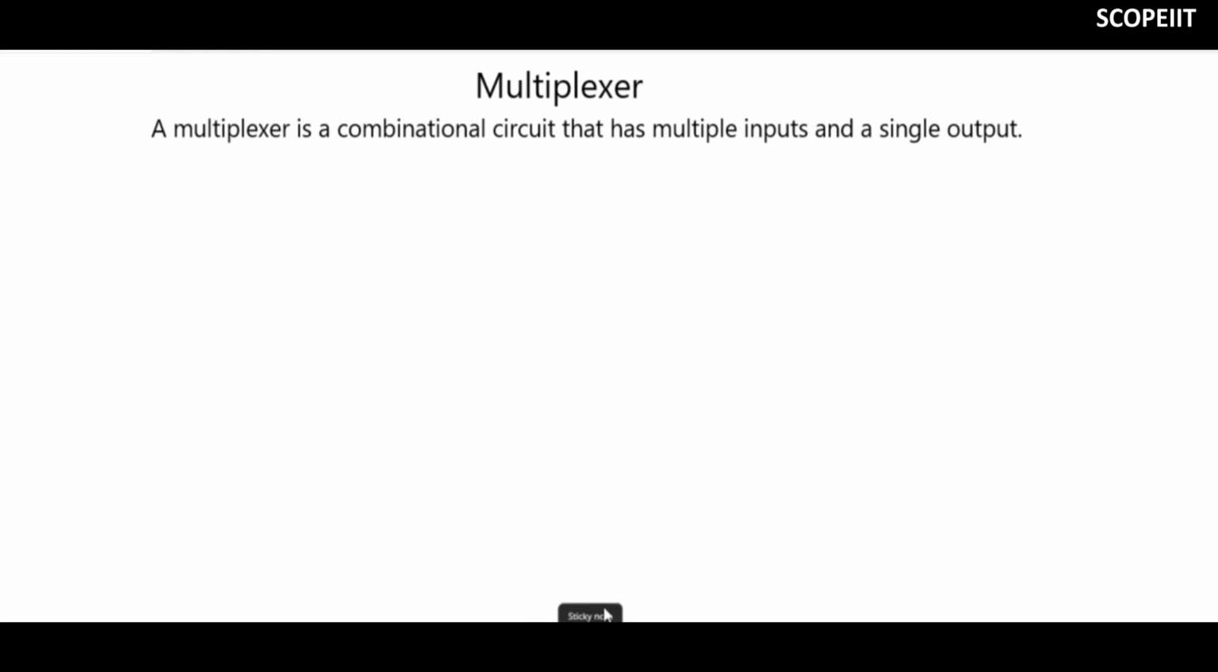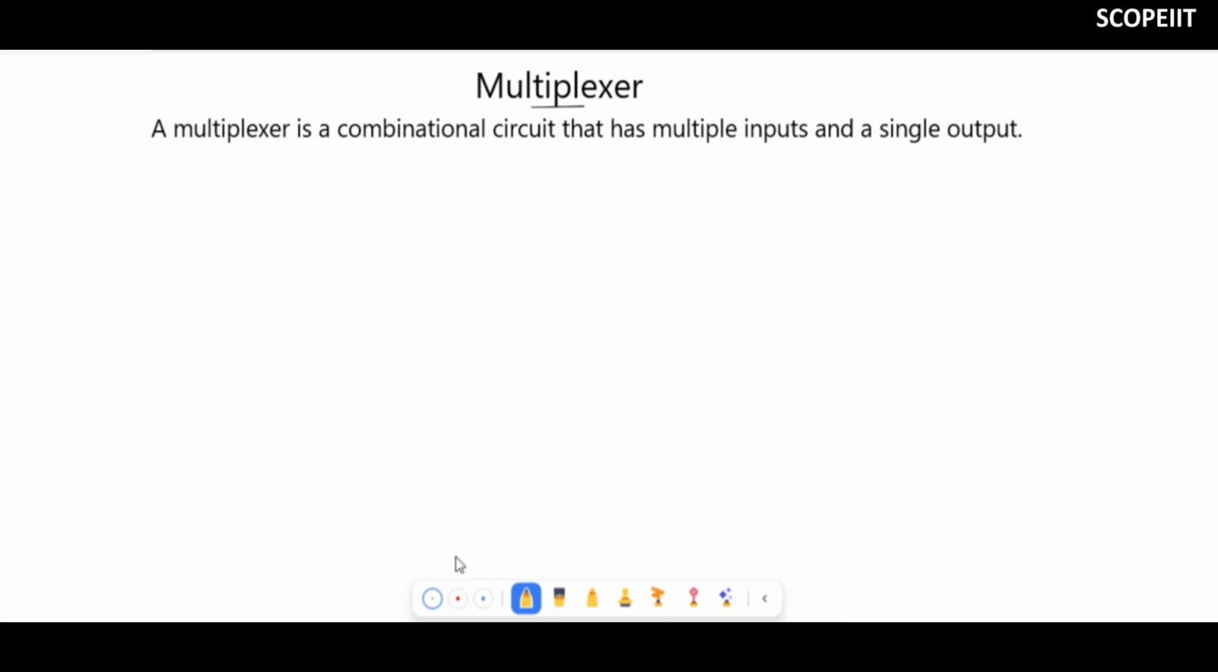Today we will discuss the topic multiplexer. Now, what do you mean by multiplexer? A multiplexer is a combinational circuit that has multiple inputs and a single output. Basically, a multiplexer will take multiple inputs, but the output will be only one. That is a single output.